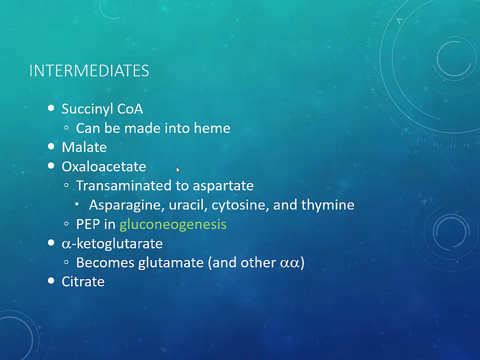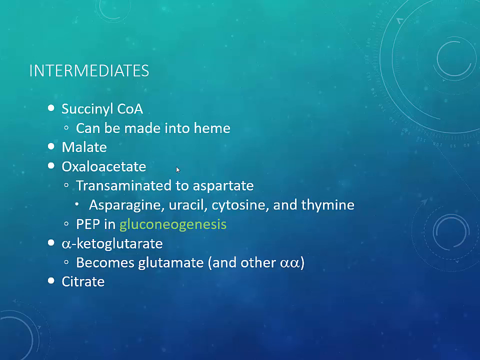So just to briefly revisit this, we get succinyl-CoA that can be made into heme. Malate and oxaloacetate. Oxaloacetate is going to be transaminated to aspartate, which can give you asparagine, which can then go on to uracil, cytosine, and thymine. Oxaloacetate can also become phosphoenol pyruvate and used in gluconeogenesis to make sugar. Alpha ketoglutarate will become glutamate and thereby can become glutamine and in fact other amino acids as well.